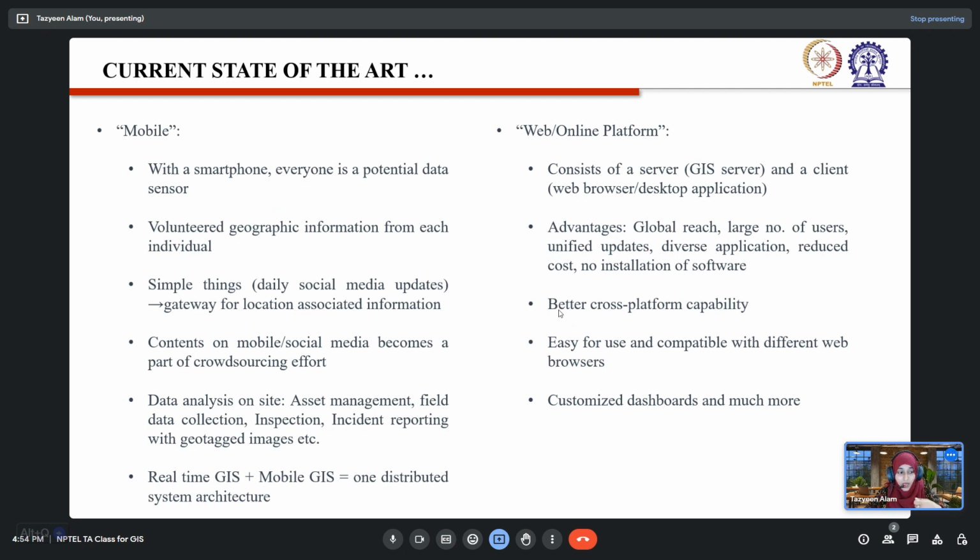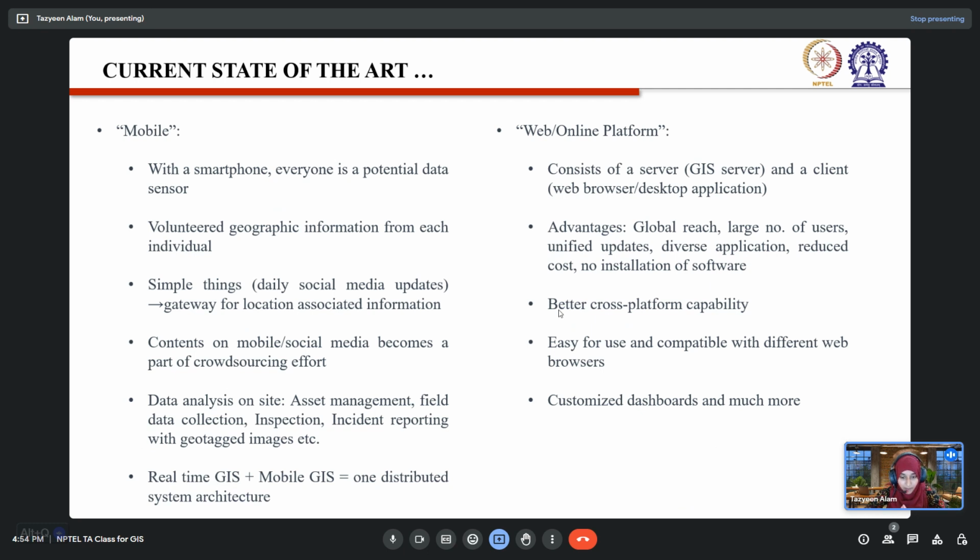So I am adding to the database which is available to the servers, right? I am also sharing it with other users, knowingly, unknowingly. Then there is data analysis on site. So there's asset management, field data collection, inspection, incident reporting with geotagged images, etc. Then you have real-time GIS plus mobile GIS, which equals one distributed system architecture.